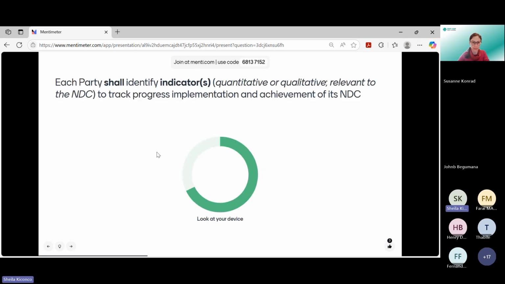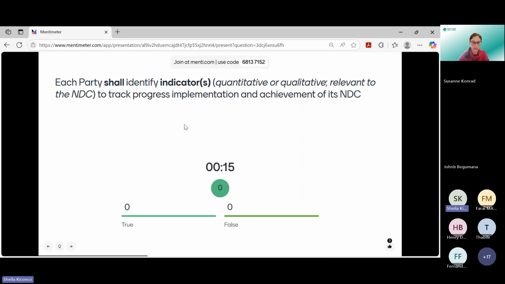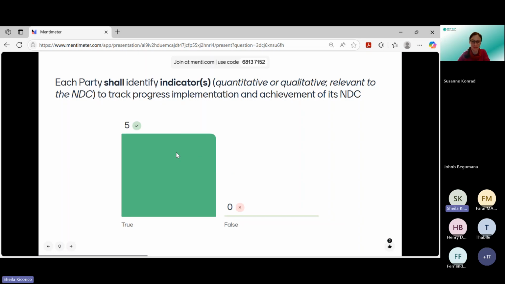The first question is: each party shall identify indicators, that is, qualitative and quantitative indicators relevant to its NDC, to track progress in implementing and achieving its NDC. Is this true or false? I think at this stage we should all be very clear. Thank you so much. I can see most of you got it right. I don't know where the other players are. I think it was moving so fast.